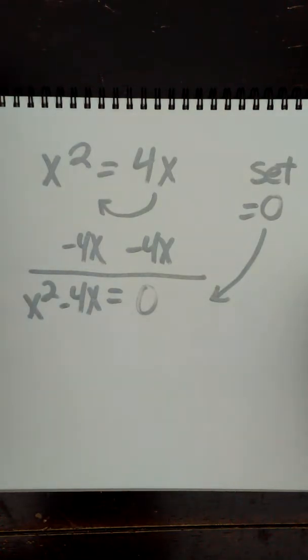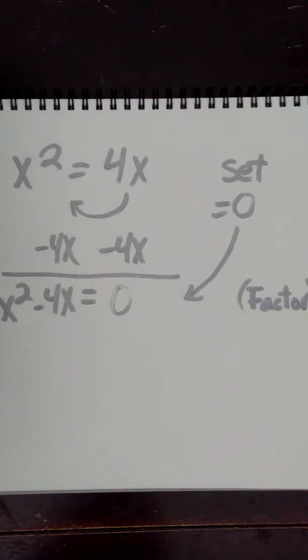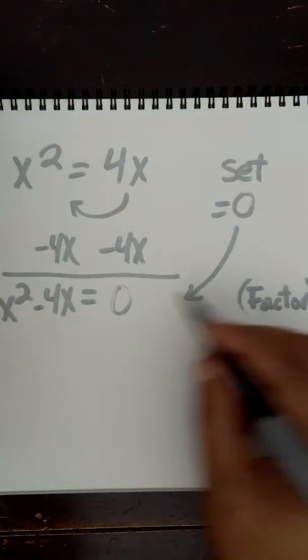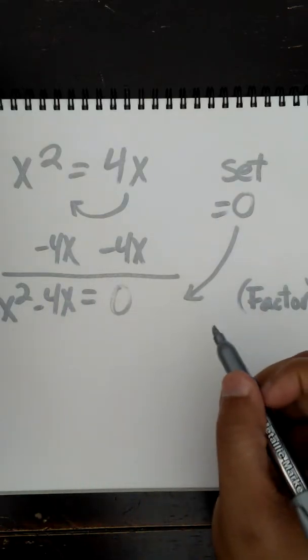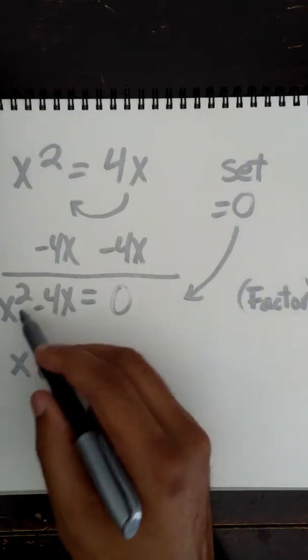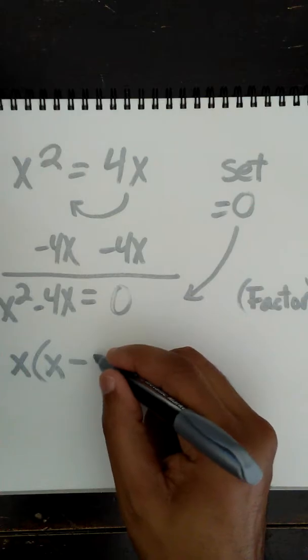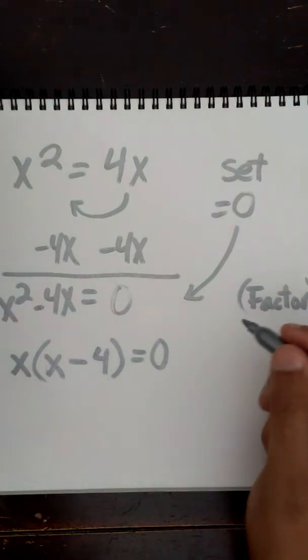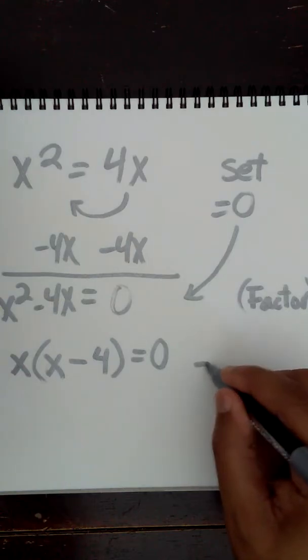Okay, at this point we can factor. So we're going to bring out our common factor of x. x goes into x squared once, and then we leave an x. x goes into negative 4x once, and so that leaves us with the negative 4. And this is set equal to 0. Now we have the zero product property.